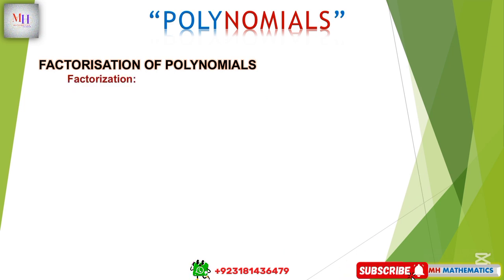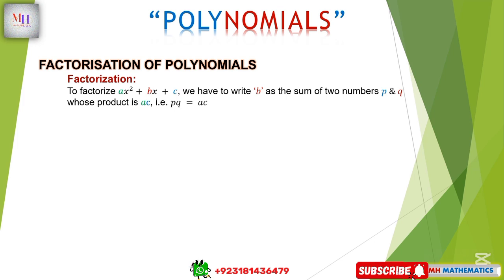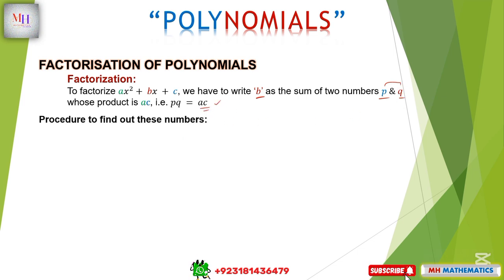Here I briefly describe how to factorize the polynomial ax square plus bx plus c by using the split middle term method. We have to write the middle term b as a sum of two numbers p and q in such a way that their product is equal to the product ac. So we have a procedure to find these numbers. First of all, I take an example, 3x square minus x minus 4, where a is equal to 3, b is equal to minus 1 and c is equal to minus 4.